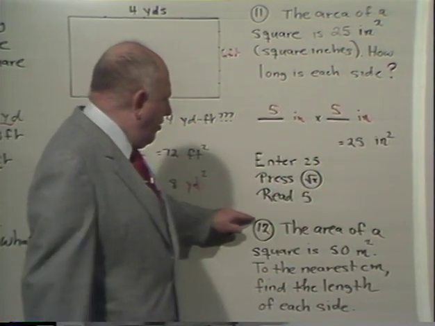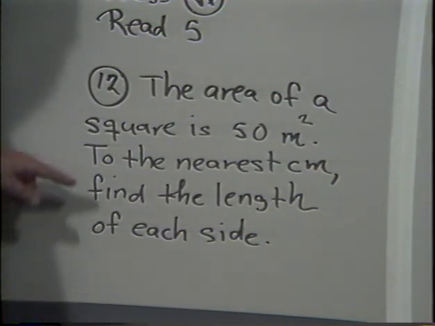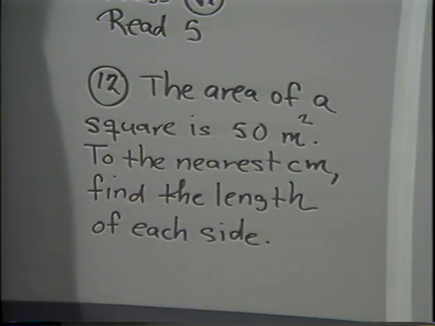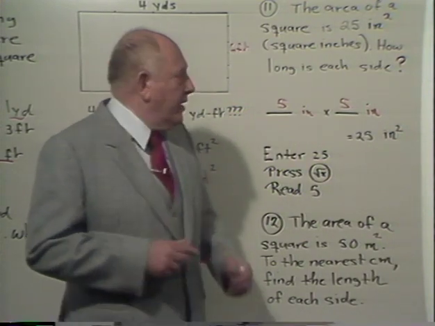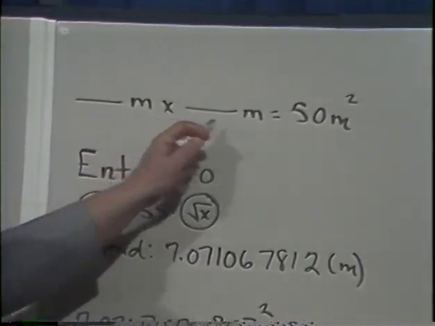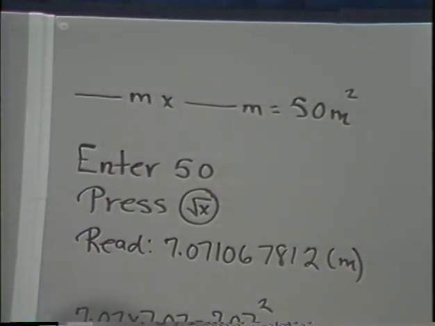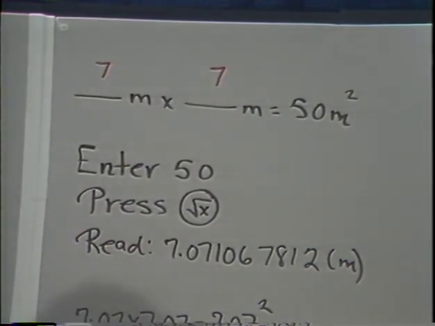Suppose I now said to you the area of a square is 50 square meters. To the nearest centimeter, find the length of each side. As soon as I hear the word square meters, I know I'm multiplying meters by meters. So I'm saying to myself, what number multiplied by itself gives me 50? I take a guess. What if it was 7 meters? 7 times 7 is 49. Oops, I missed it by just a little.